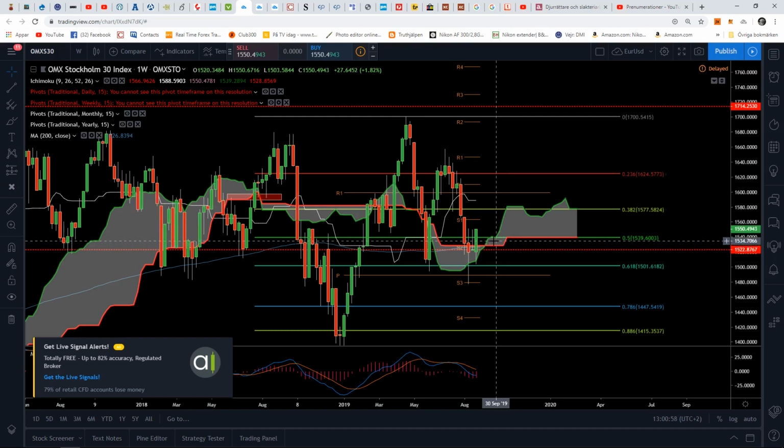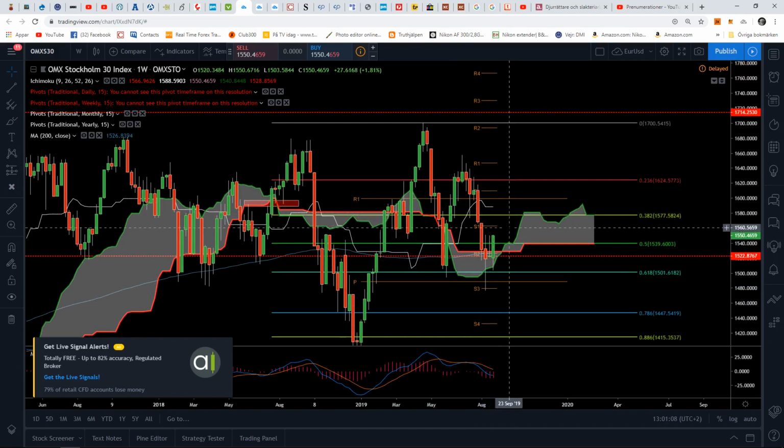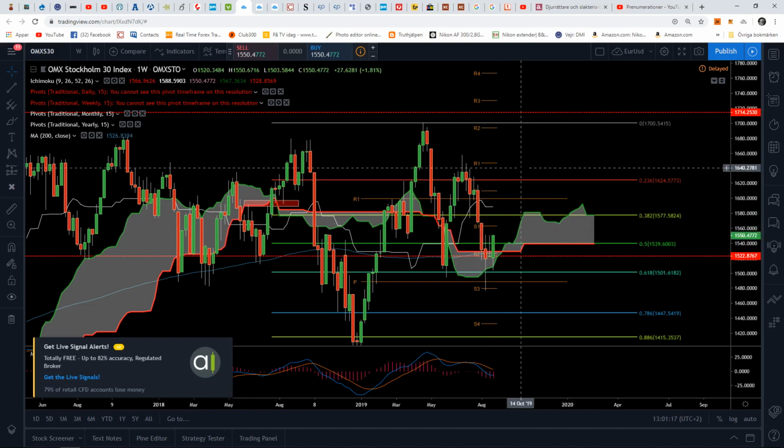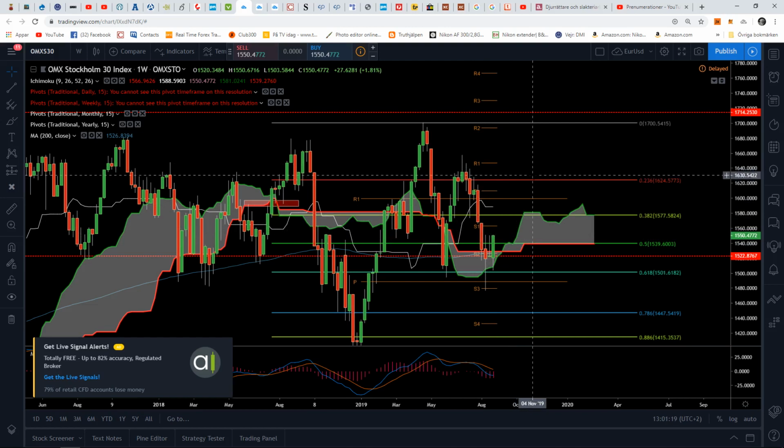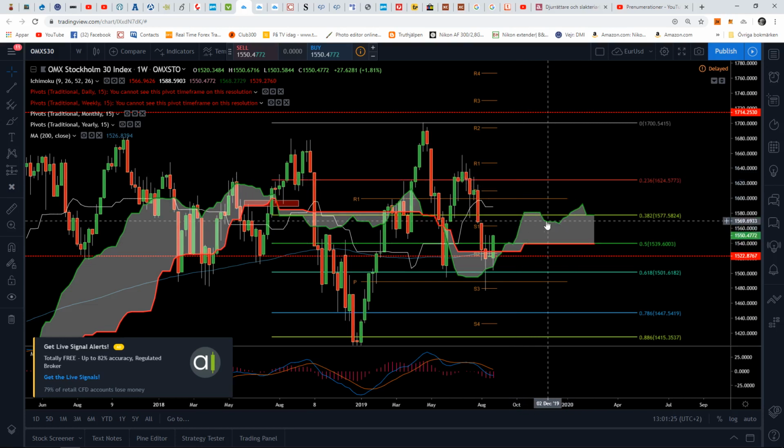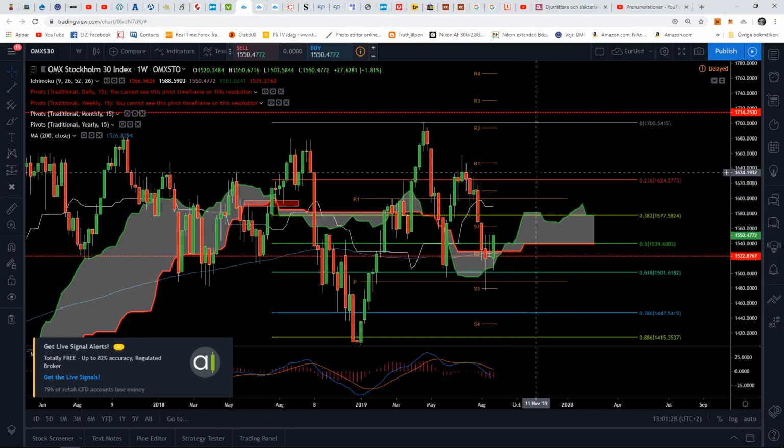So it's looking a bit brighter right now, and yeah, not much more to say. I guess if we get a weekly close above the cloud here, the natural first target would be somewhere up around these levels. Yeah, that would be the most likely next target.